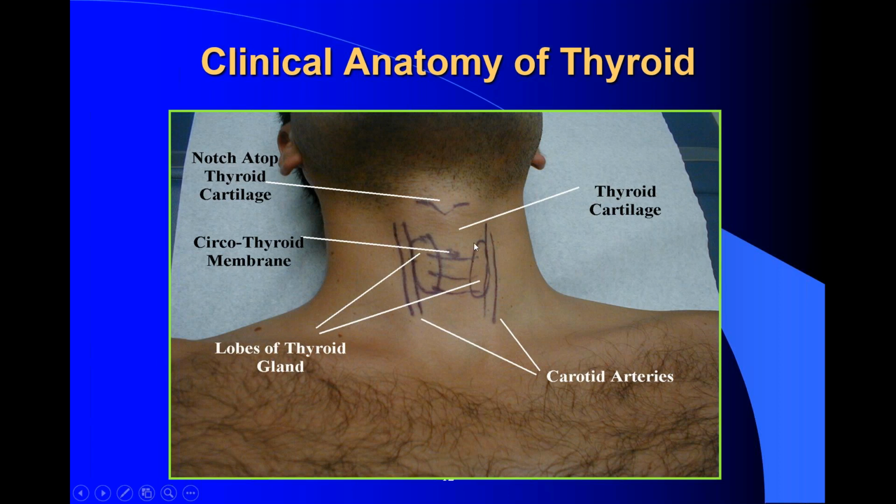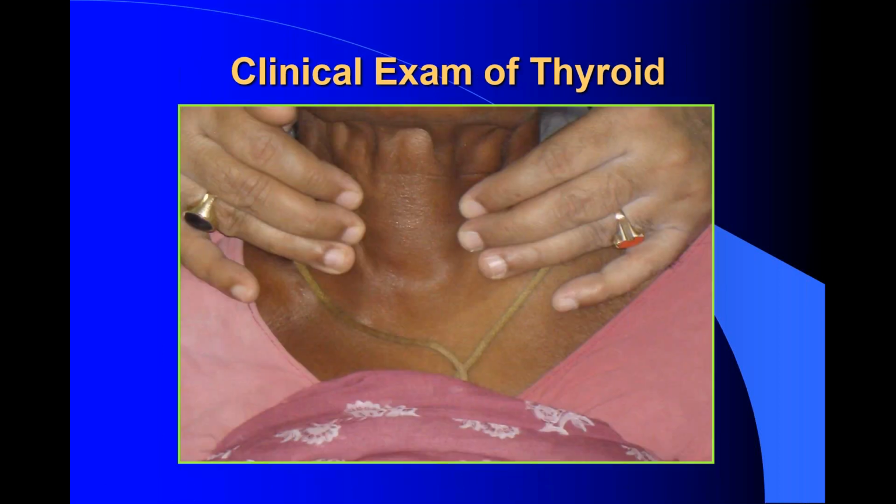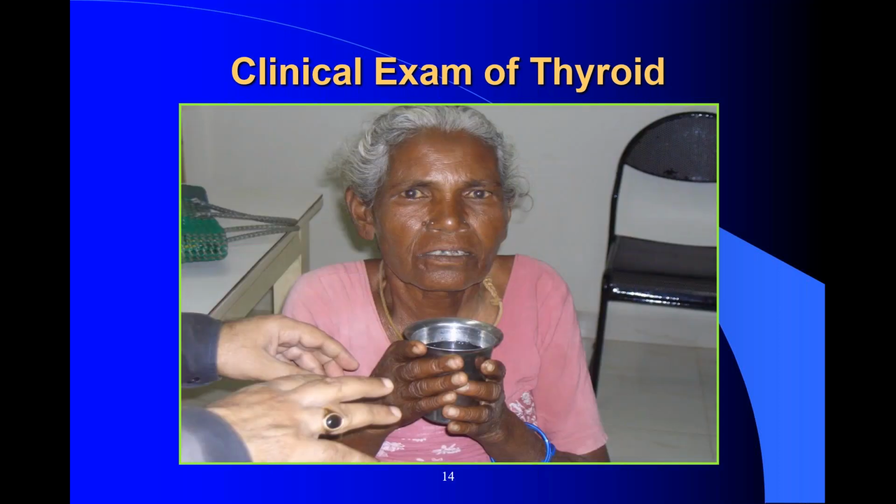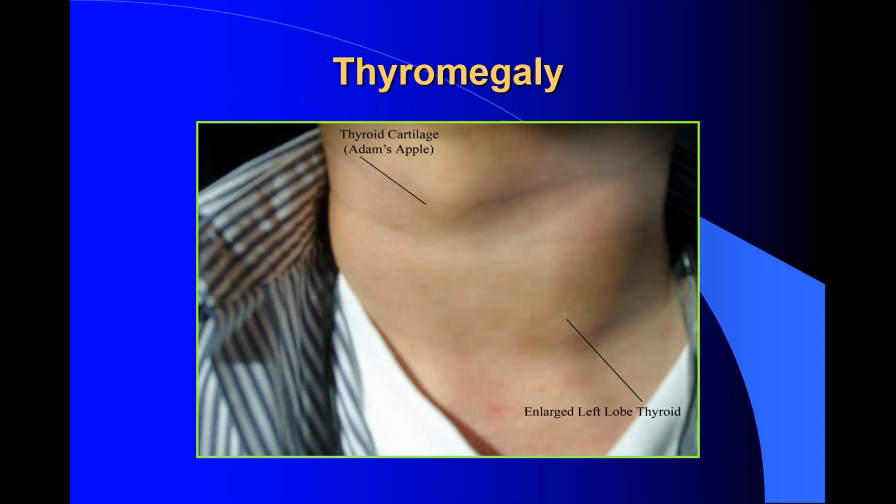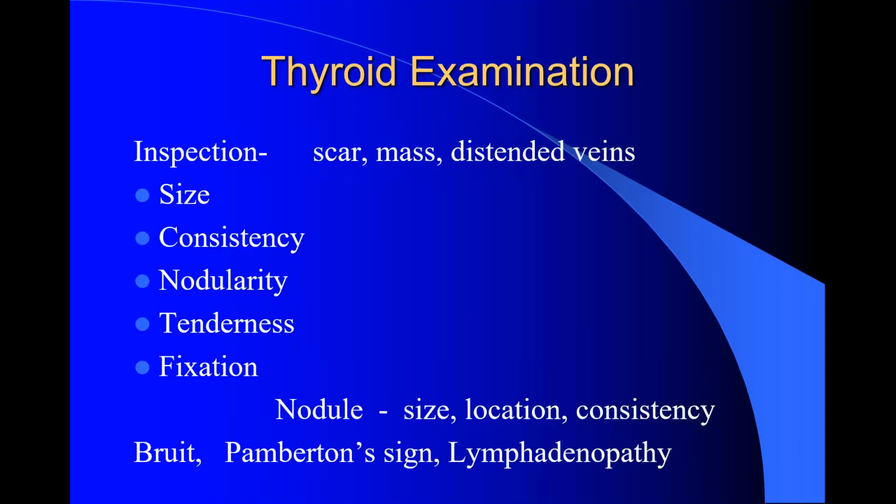and then the vessels are here. So in hyperthyroidism, you can listen to the bruit in the lateral part of the glands. So this anatomy you have to remember. You have to palpate with the fingers like this, right? And you also have to observe the neck while the patient is drinking water. You can see in this case, this is the thyroid cartilage, and here you can see that this area is enlarged as compared to the other part. So you can see this is an enlarged left lobe of the thyroid.